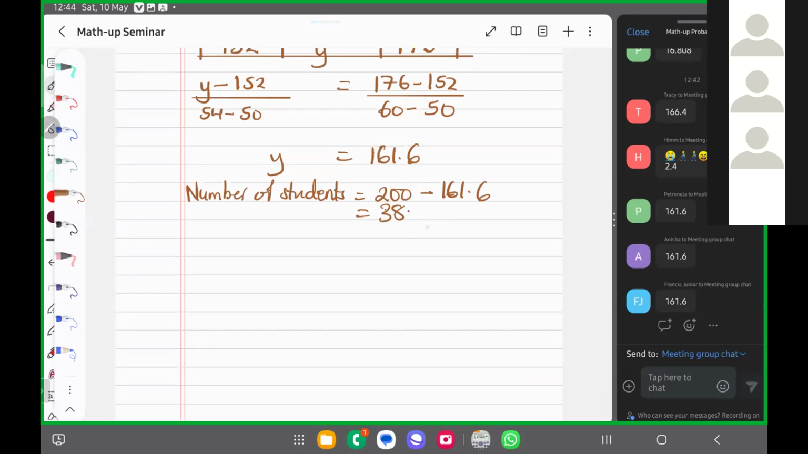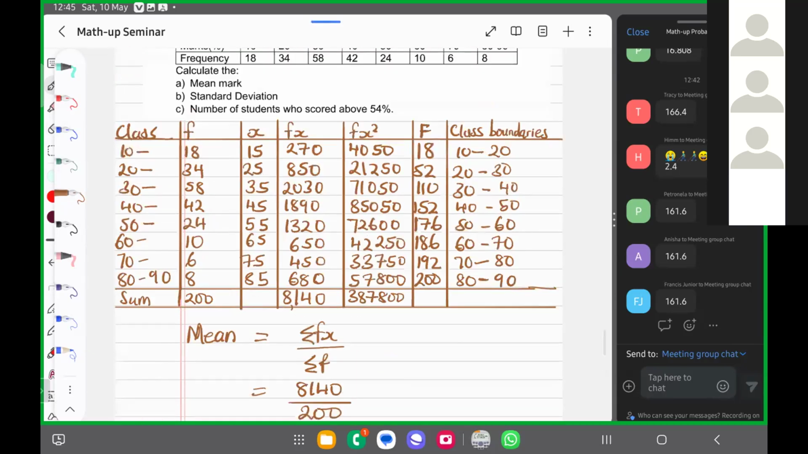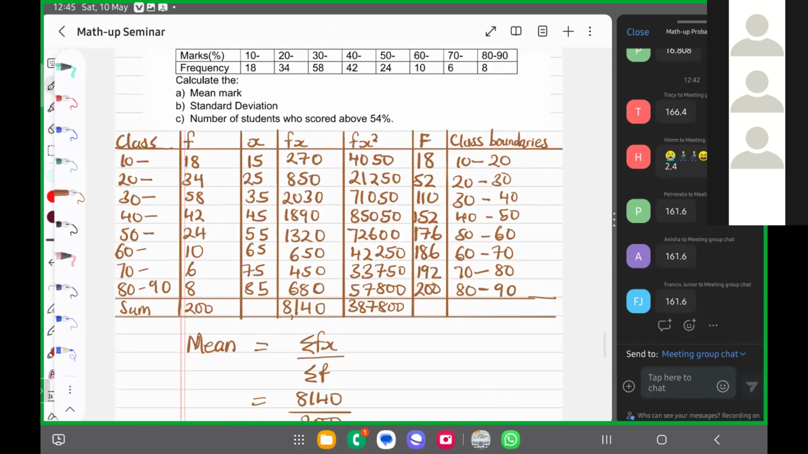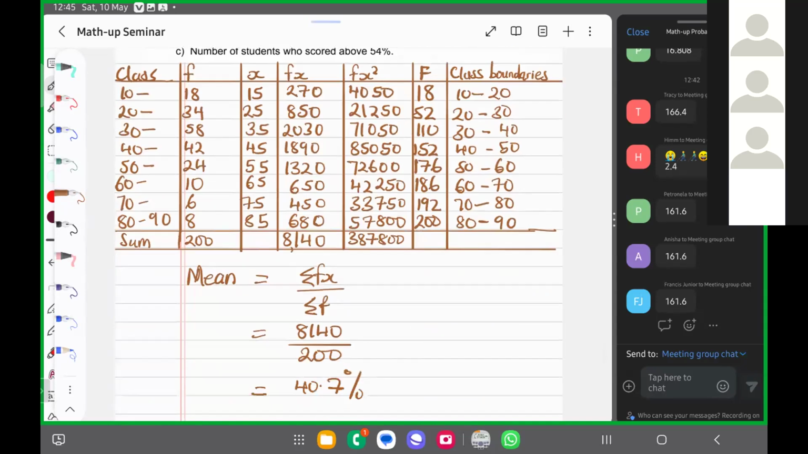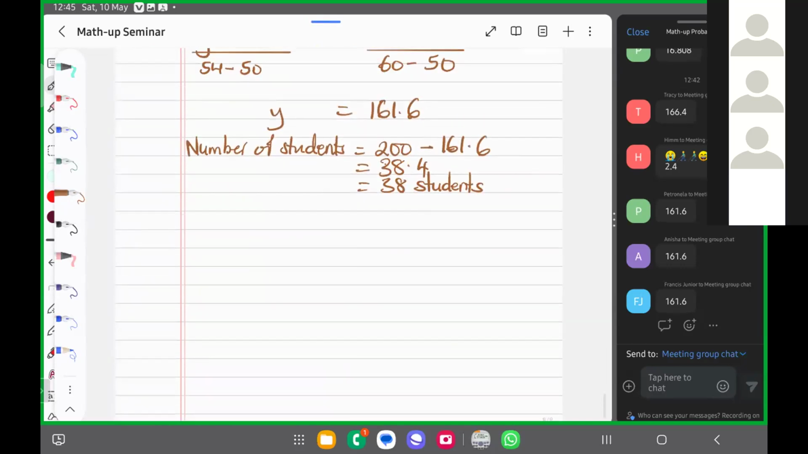0.4, yeah. And if we round off, because we can't have 0.4 students, we shall have 38 students as the number of students that got above 54%. Yeah, so that is it for that question.